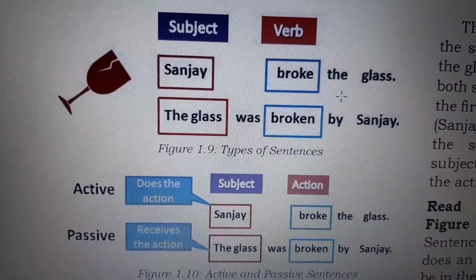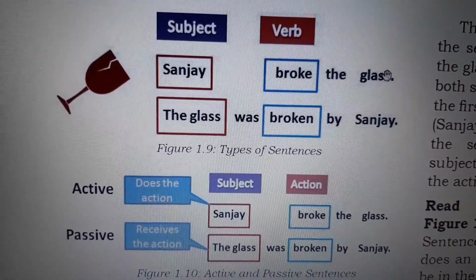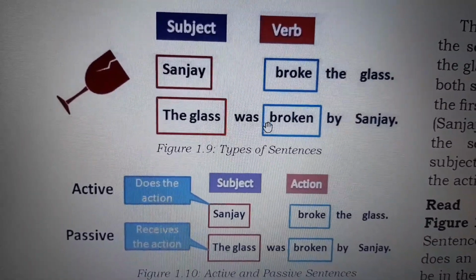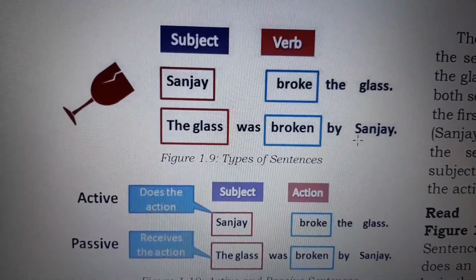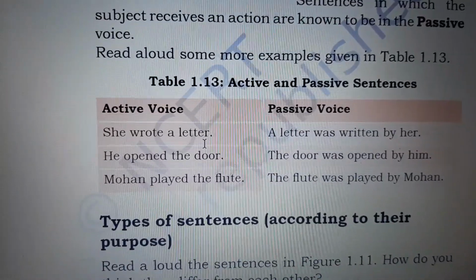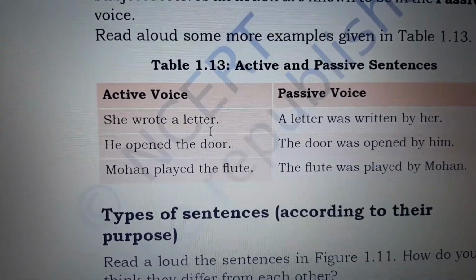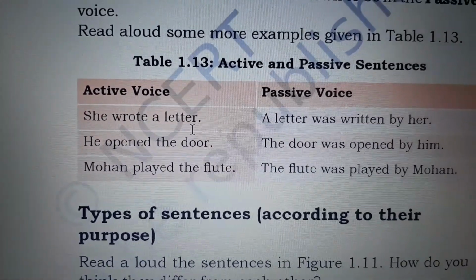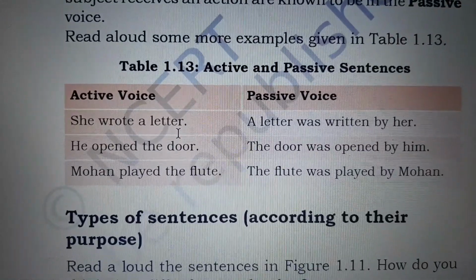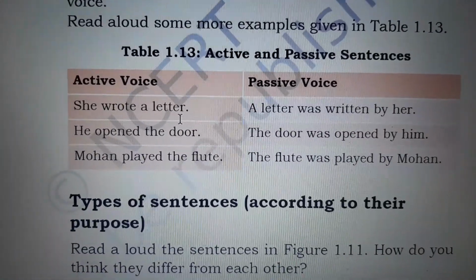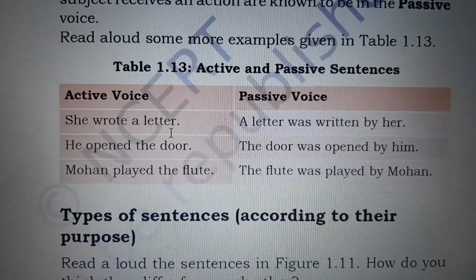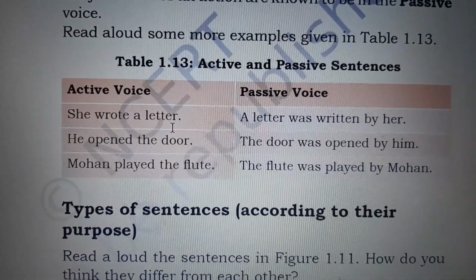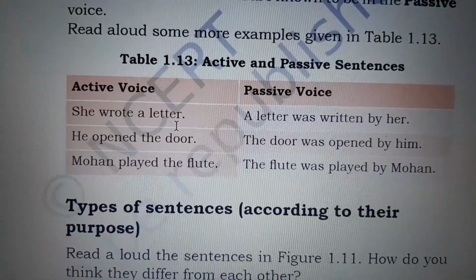Sanjay broke the glass, active voice. The glass was broken by Sanjay is a passive voice. Here are a few more examples. She wrote a letter. A letter was written by her. He opened the door. The door was opened by him. Mohan played the flute. The flute was played by Mohan.